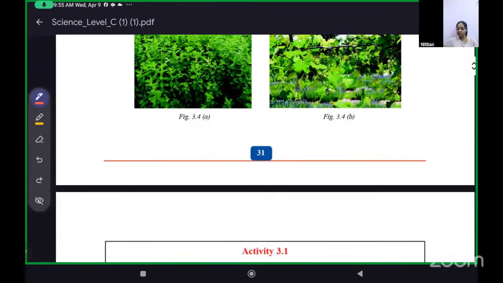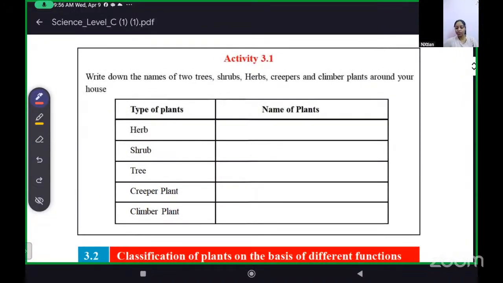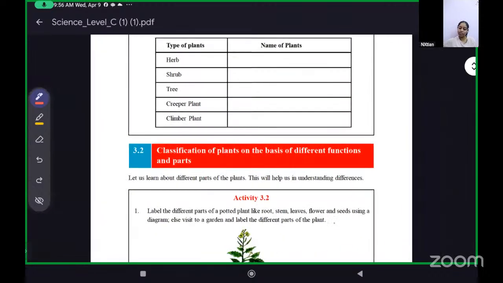Okay, then activity 3.1 you can do as homework. Write down the name of 2 trees, shrubs, herbs, creeper and climber plants around your house, your locality, or your nearby garden. So this activity 3.1 you can try out at home.